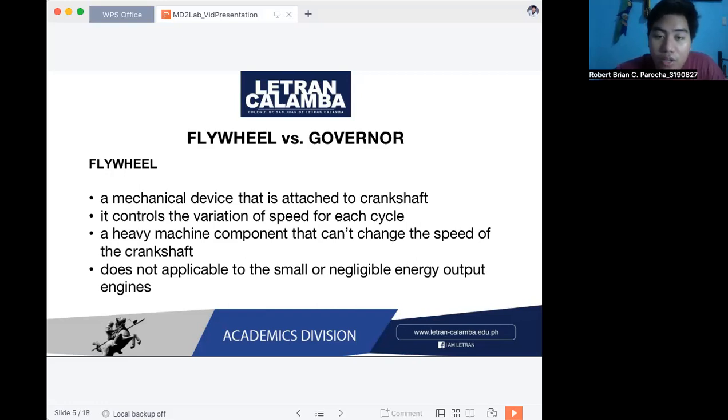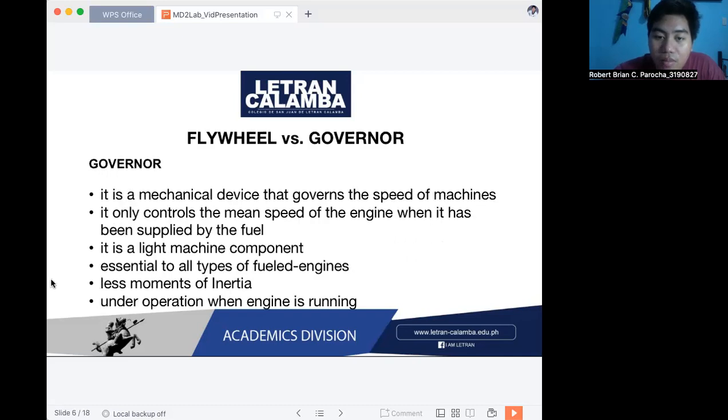As for the governor, next slide. The governor is a mechanical device that only governs, from the root word itself, the speed of machines. The governor also controls the mean speed of the engine, thus it can manipulate or change the fluctuation speed of the engine. It is supplied by the fuel, therefore the governor is essential to all types of fueled engines and operates when the engine is running.